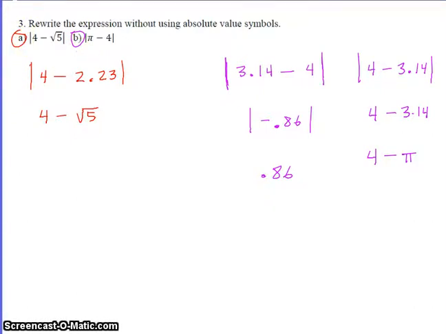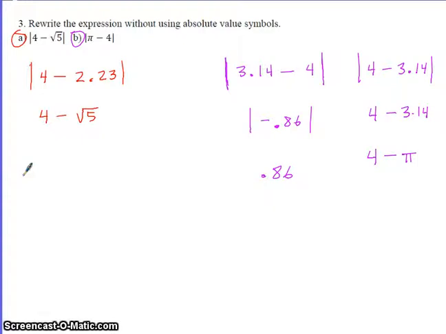You want to rewrite without using the absolute value symbols. So 4 minus the square root of 5 is the same thing almost as saying 4 minus 2.23. Well, that's going to give you a positive number, right? So whatever would come out of there is going to be positive. So you could rewrite this problem just by writing 4 minus square root of 5.